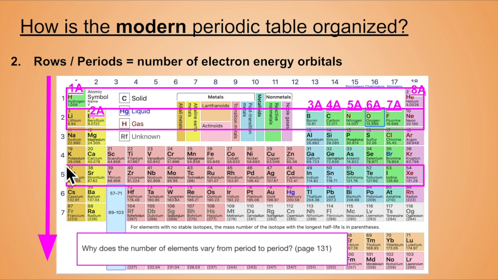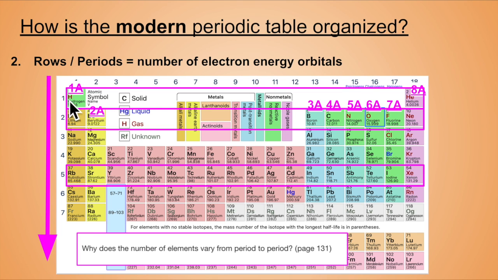In period 4, 18 can fit. In period 5, 18 can fit. In period 6, 18 plus however many are down here can fit. I think it's like 32 or something like that. So this changes based on how many electrons actually fit in the orbital shell, and it's a very fixed thing.